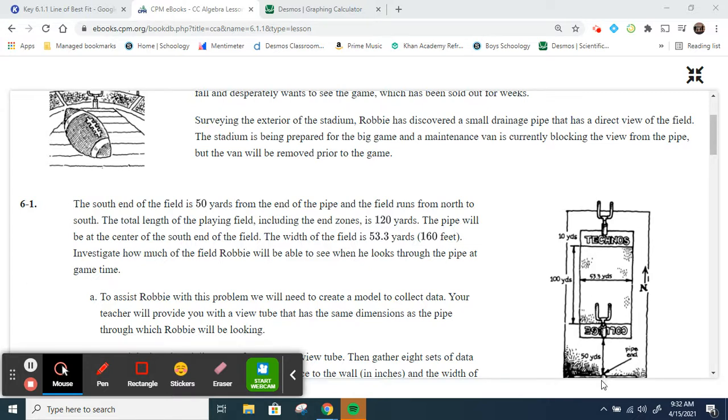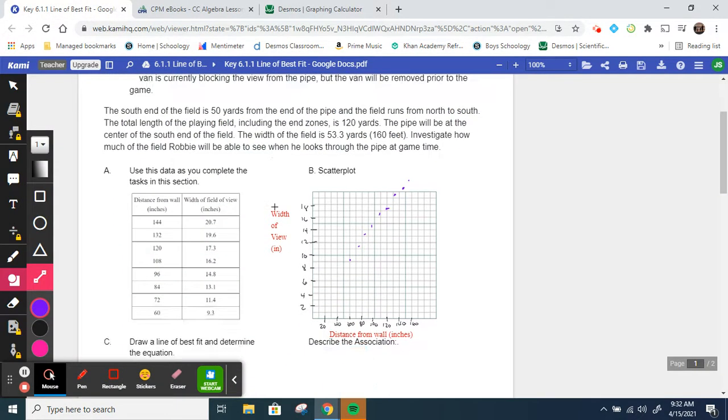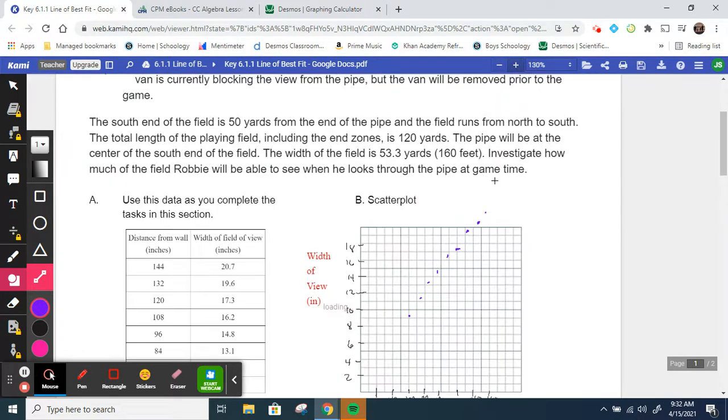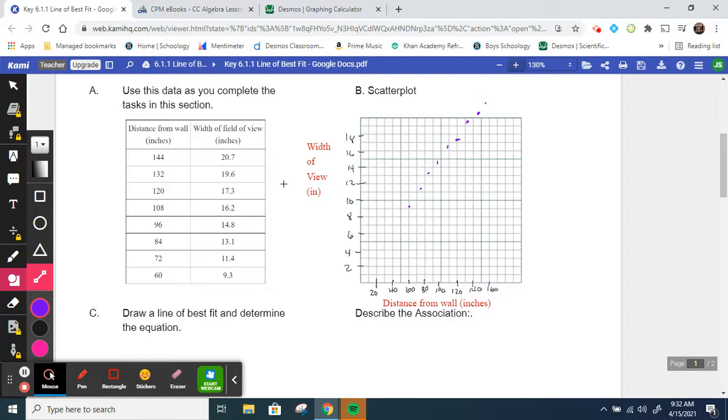So the idea is the further back he stands from the pipe, it's going to change how much of the field he can view. So you can see by this data, when he's 144 inches from the wall, he can see 20.7 inches of the field, and so on. So this is the table, and I've already gone ahead and plotted the data. If you have not, you should pause the video right now, and you should plot the data.